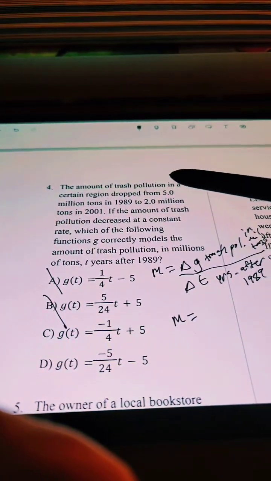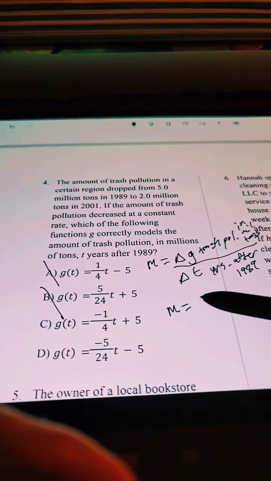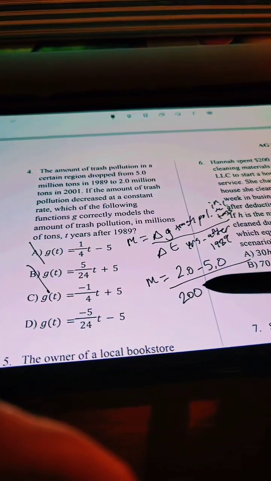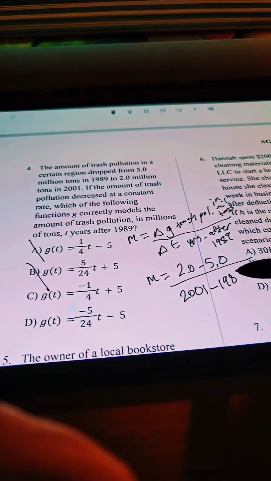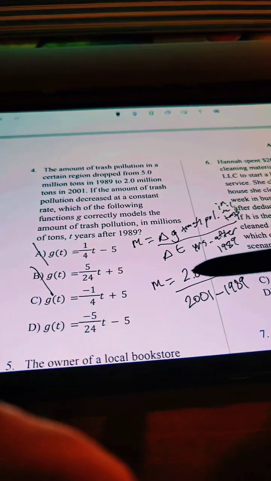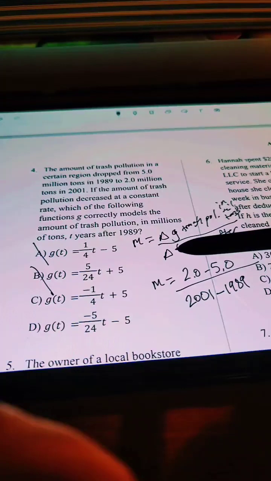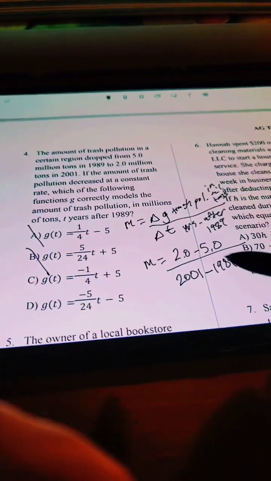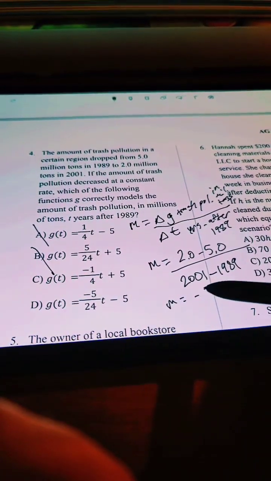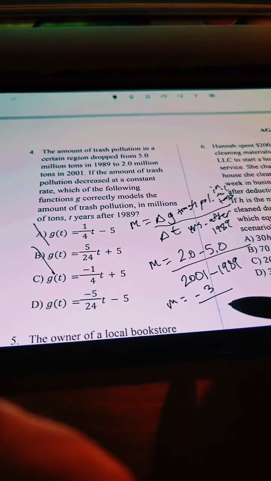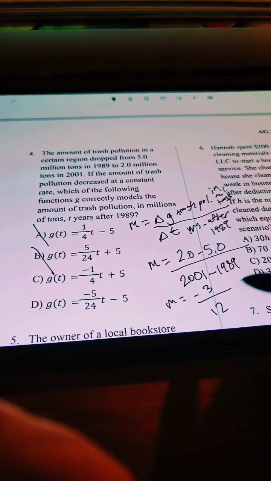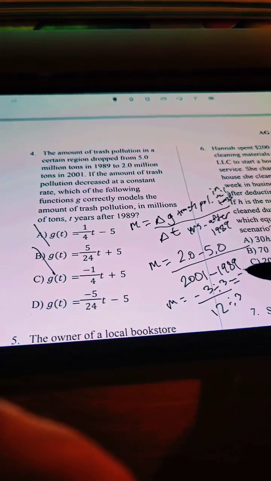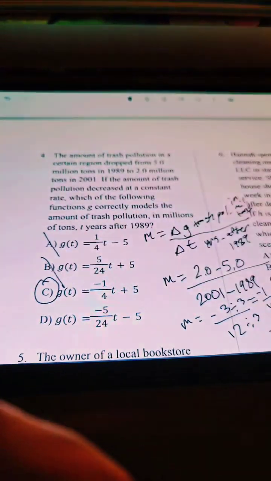So then let's see, what is the slope? That's going to be 2.0 minus 5.0 over 2001 minus 1989, because all I'm doing is the slope formula with the years after 1989 on the bottom, and on top is the change in trash pollution in millions of tons. So then it's going to be negative 3 over 12. This is going to simplify if I divide by 3 on top and bottom to negative 1/4. So it's going to be C.